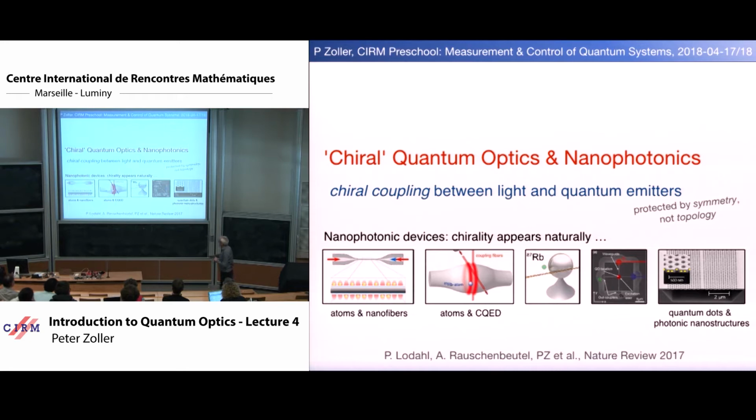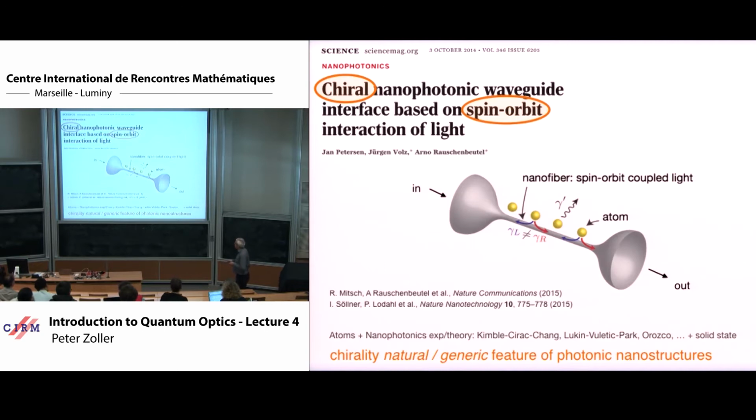What I will talk about is explained in this review out there, which is much more the chiral coupling between light and quantum emitters, protected by symmetry and not topology. And I want to explain to you now what the underlying physics is, and take the experiment by Arno Rauschenbeutel as the example. But you will see afterwards that the whole thing is much more general, and we can engineer it also in completely different systems.